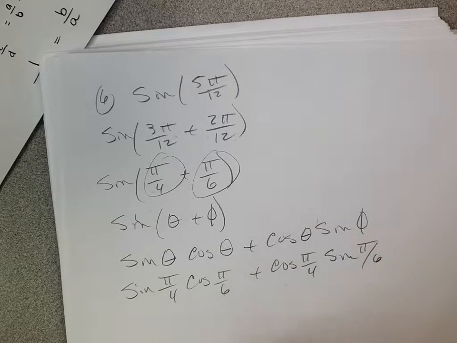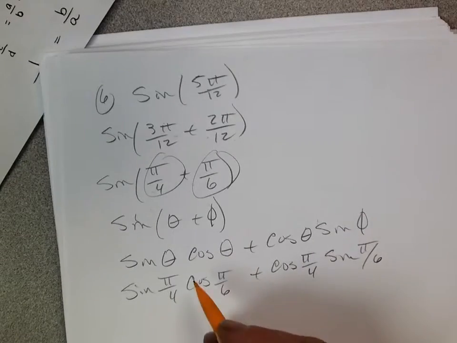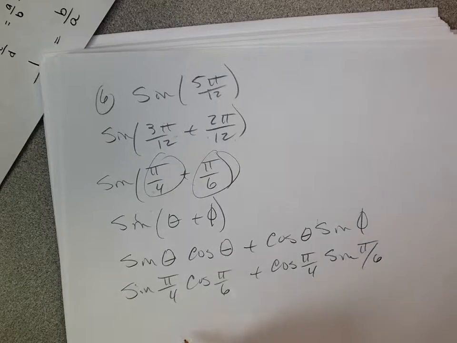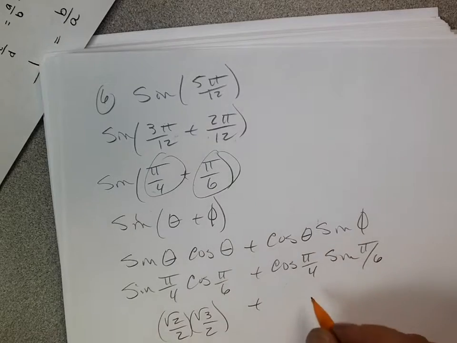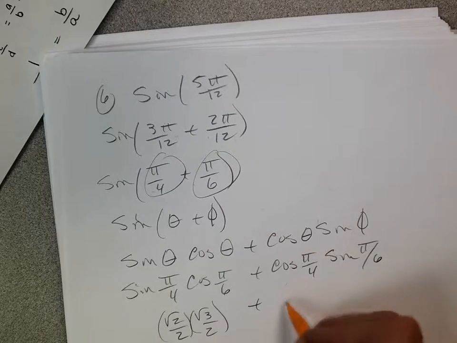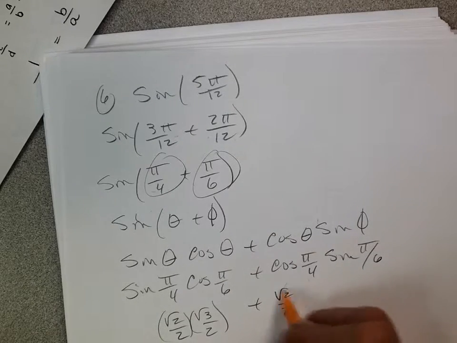And we'll just use our unit circle. Okay, go to the unit circle. Sine of pi fourths, it's the y value, square root of 2 over 2. Cosine of pi 6 is the x value. It's going to be the square root of 3 over 2 plus cosine of pi fourths, it's the x value, which is square root of 2 over 2.